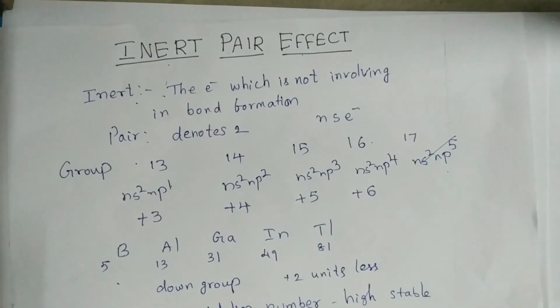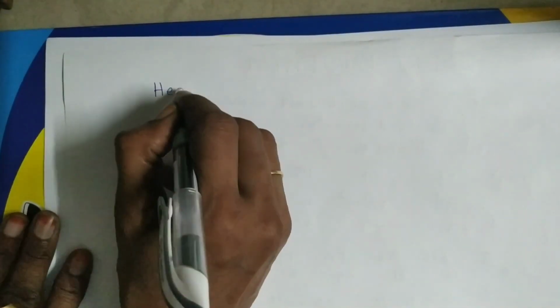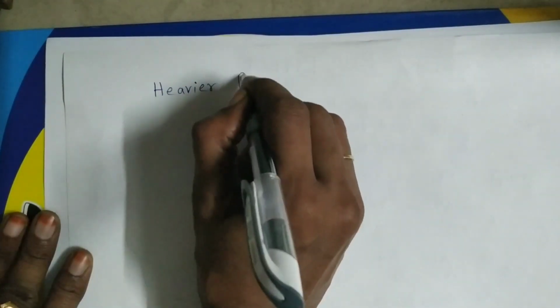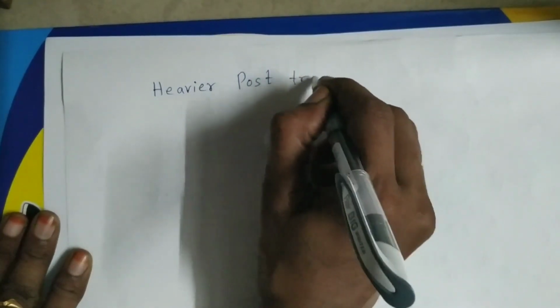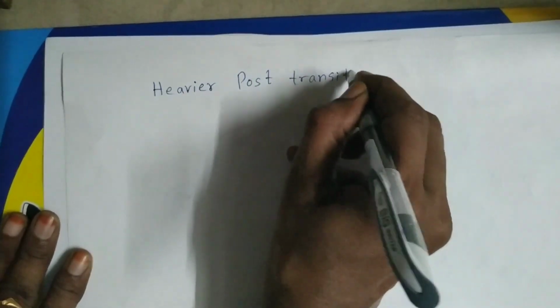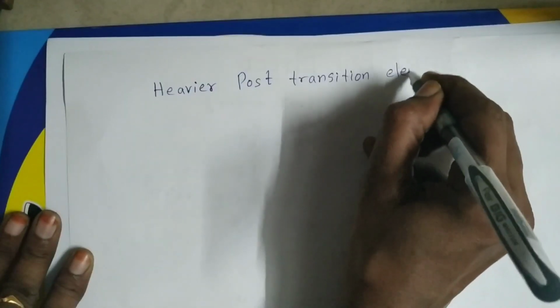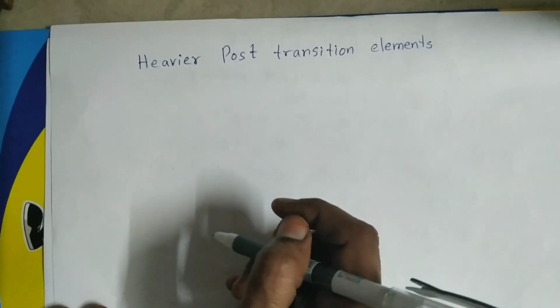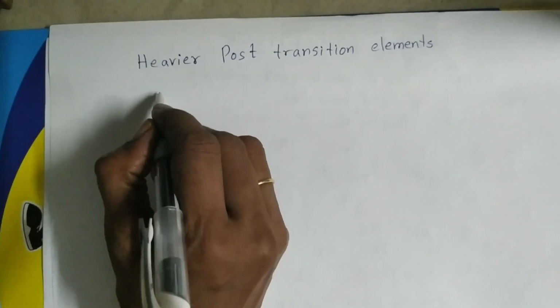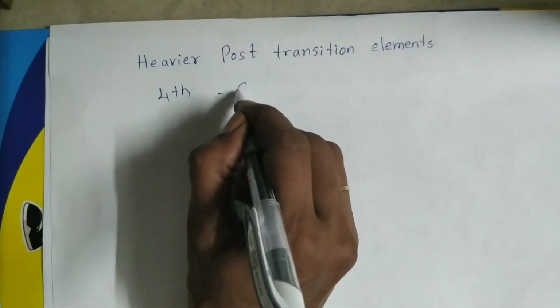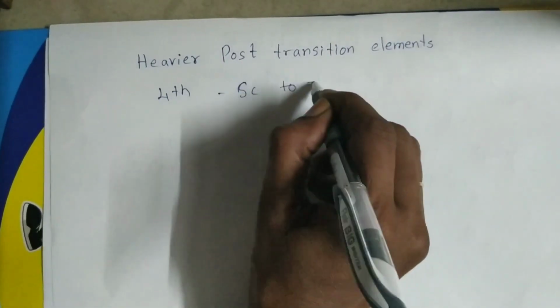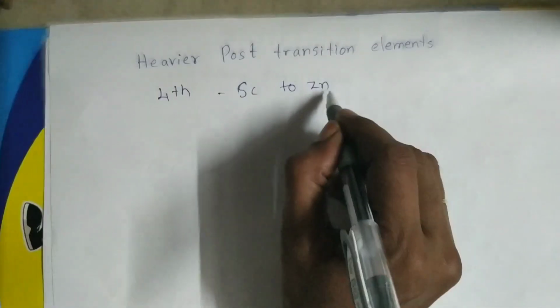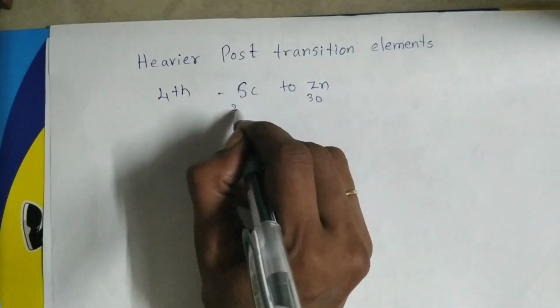One more important thing I will mention here: heavier post-transition elements. Usually transition elements means d block elements, right? So d block elements are present in which periods? In the 4th and 5th periods, right? In the 4th period, scandium to zinc, with zinc atomic number 30 and scandium 21.